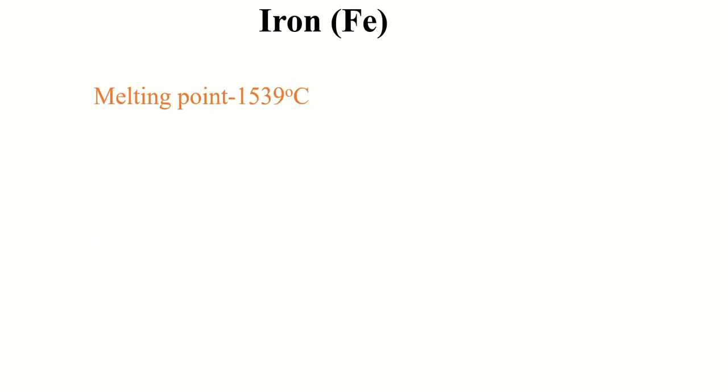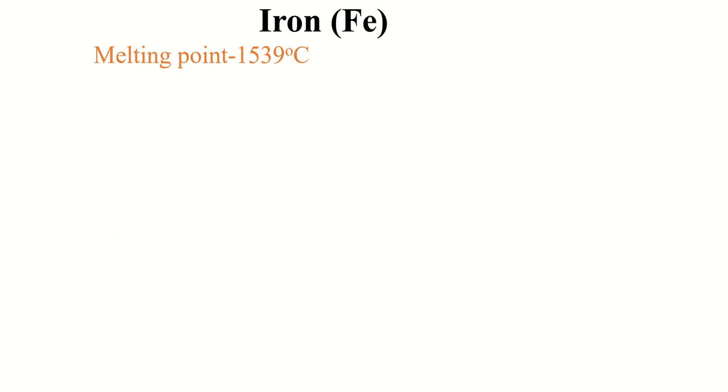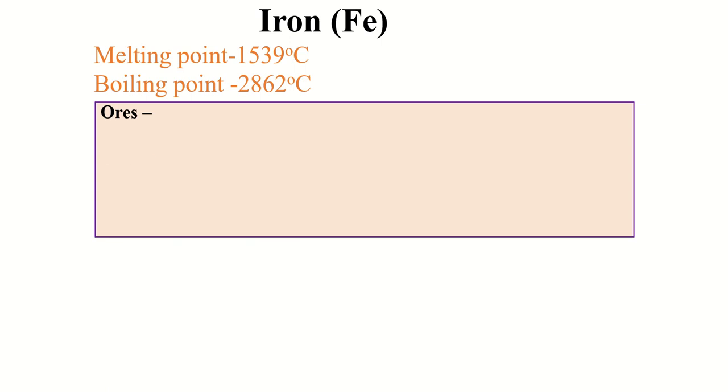So first I am going to discuss iron. Iron is a very important metal. There are many alloys and alloy steels. It is very important because in many applications we frequently use iron. Iron has a melting point of 1538 degrees centigrade. Boiling point is 2862 degrees centigrade.